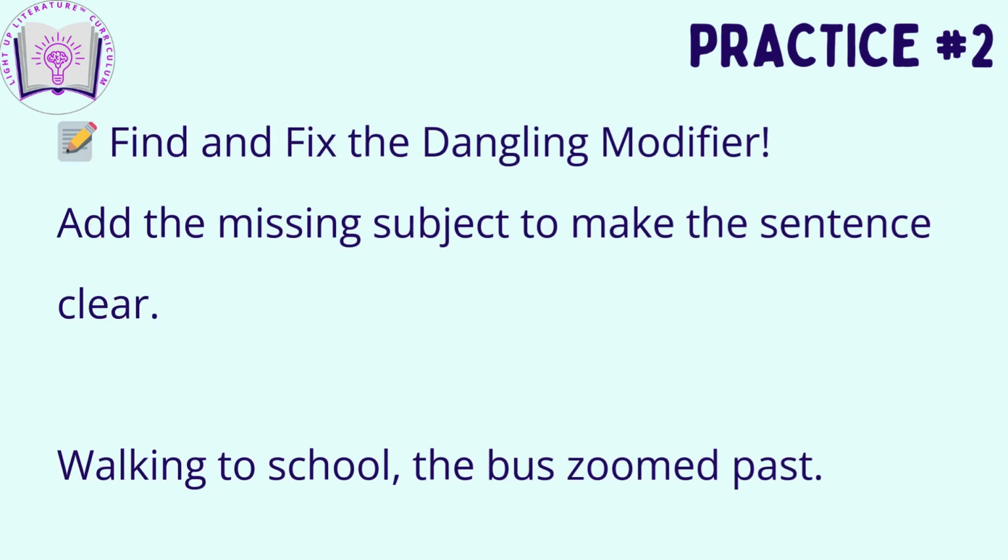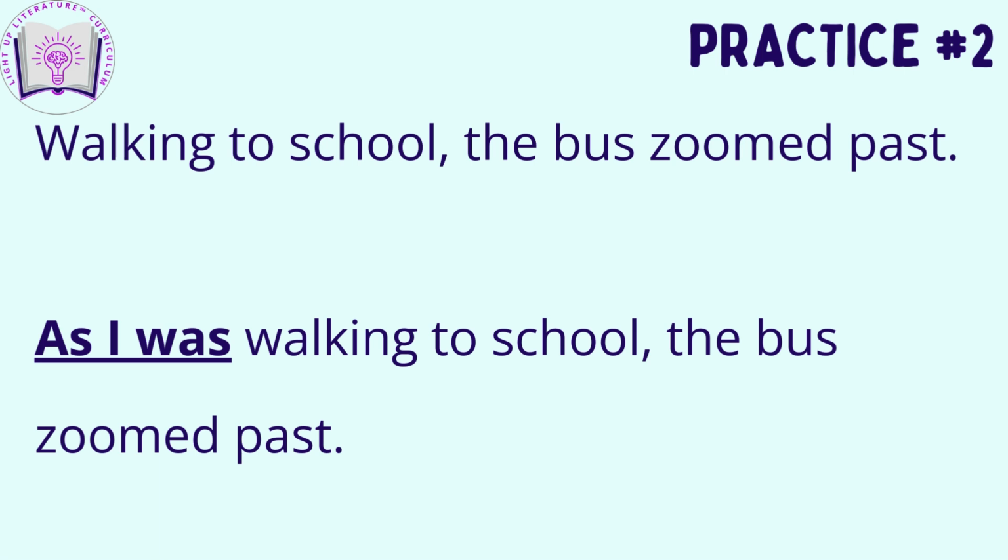Our next practice. Find and fix the dangling modifier. Add the missing subject to make the sentence clear. Walking to school, the bus zoomed past. All right, well, who was walking to school? As I was walking to school, the bus zoomed past. Or it could even be, he was walking to school when the bus zoomed past. So we just need to add those clarifiers because otherwise those two don't necessarily make sense together without extra information.